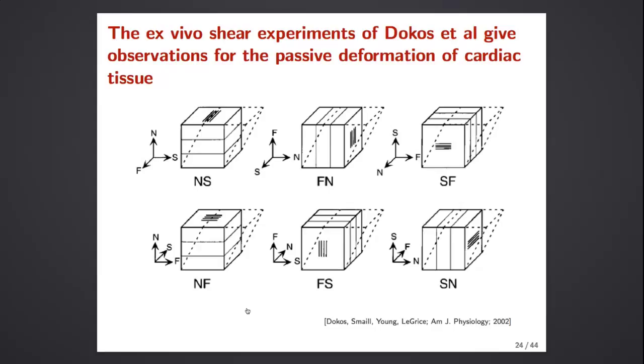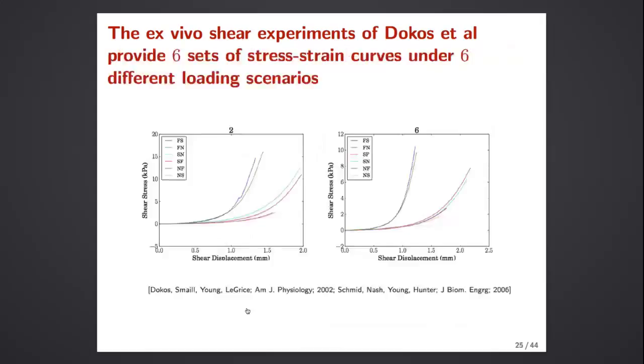And they aligned this cube, remember that the cube has a fiber direction, a sheet direction, and a normal direction. They made sure to align this cube so that they knew which direction was which, and then tested essentially what's illustrated in this picture here. So this data gives us six sets of so-called stress strain curves. You know how much strain you applied and what the resulting stress is. The measurement is the average traction, the average stress, on the top face.